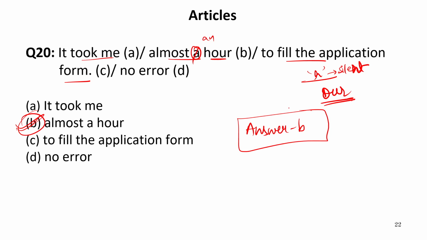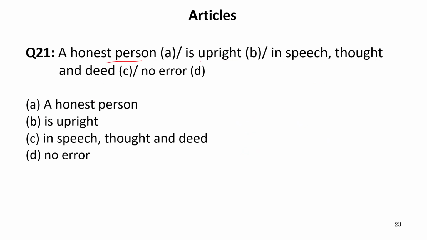Now let us move to the next one. An honest person is upright in a speech, thought, and deed. Again, the same thing is there. Honest, the pronunciation of honest is beginning with O, H is silent. So the pronunciation of this word is beginning with a vowel sound, and a vowel sound is preceded by AN, not A. So this A should be replaced with AN. So the correct sentence will be: an honest person is upright in his speech, thought, and deed. So the answer is in part A. So our answer is A.